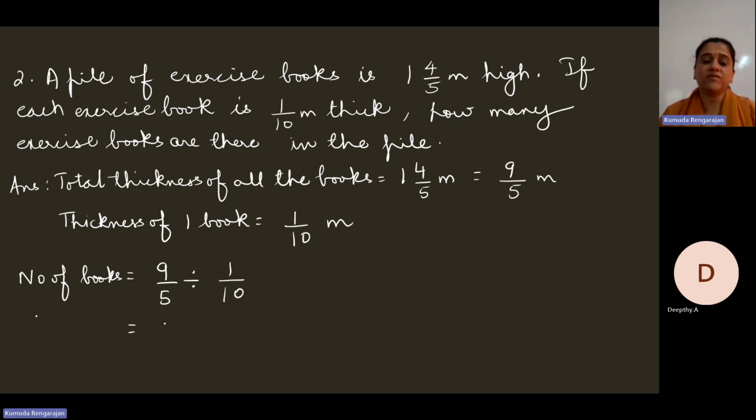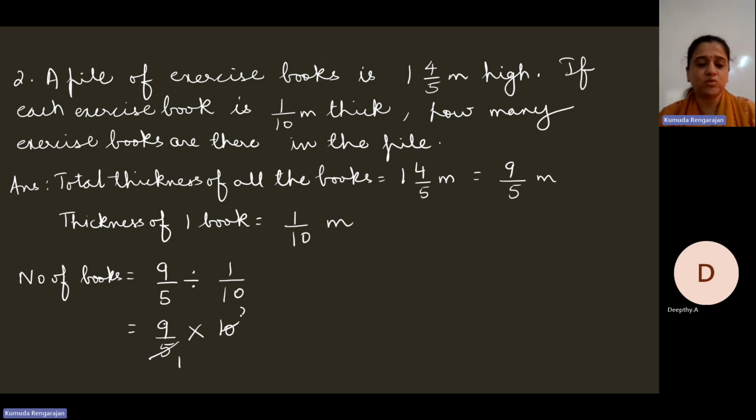Total thickness divided by the thickness of one book. Total thickness first, 9 by 5, divided by the thickness of one book. So how do you divide two fractions? Write the first fraction as it is. Division becomes multiplication, and take the reciprocal of the second fraction. So 1 by 10, the reciprocal is 10 by 1 or 10.